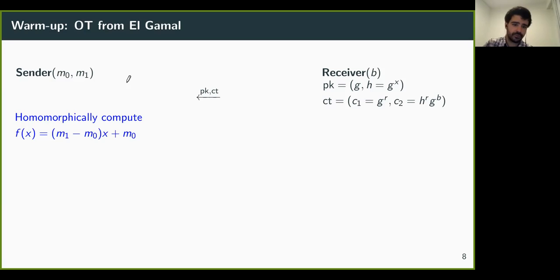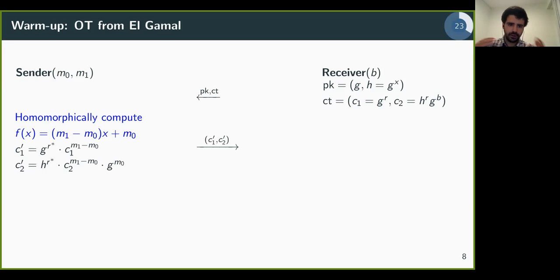So the OT function is this function f of x, which computes m1 minus m0 times x plus m0. So first note that this is a linear function. And second, if x is 0, then the output is m0. And if x is 1, then the output is m1. So the sender will evaluate this function over the ciphertext, and the resulting ciphertext C1 prime, C2 prime will encrypt the message MB. So now the receiver uses the secret key X to decrypt the ciphertext and obtain MB.